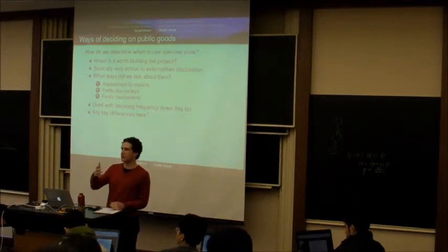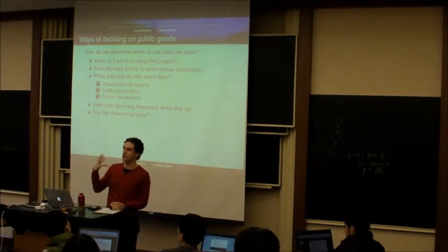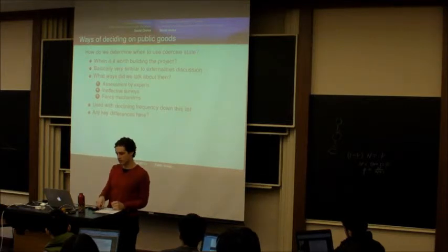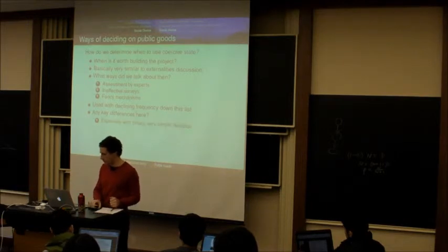People's opinions. We said that one aspect of public goods is that people's opinions are really important, right? It's really important to get information from people, so we might not be so happy with just letting an expert decide on these things, right? So that's one important difference.